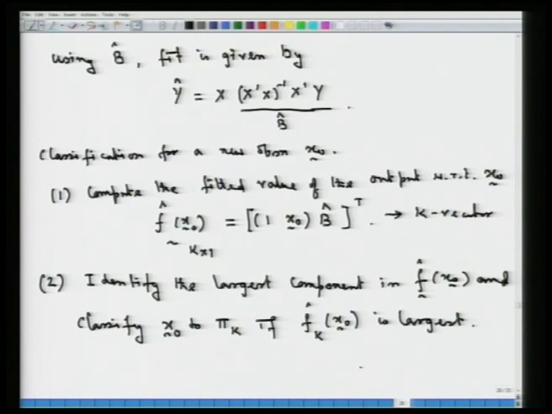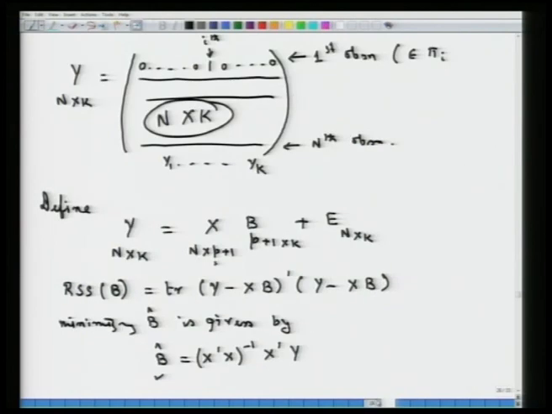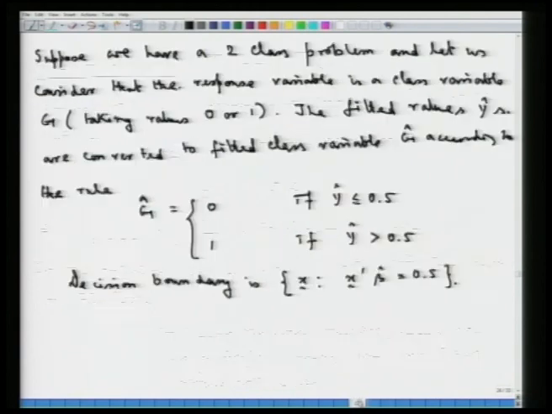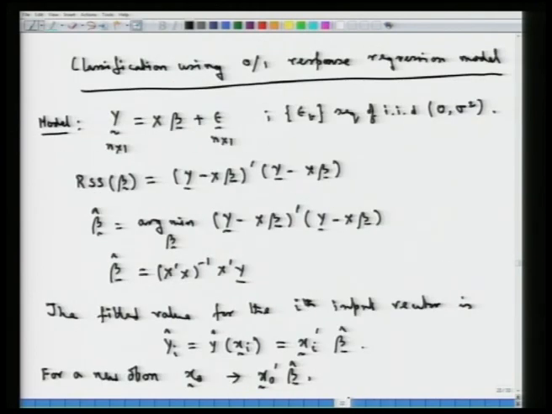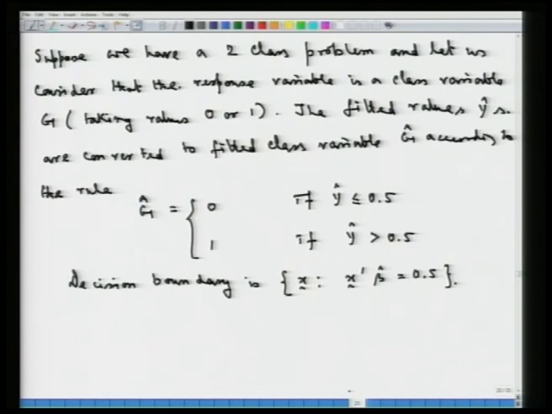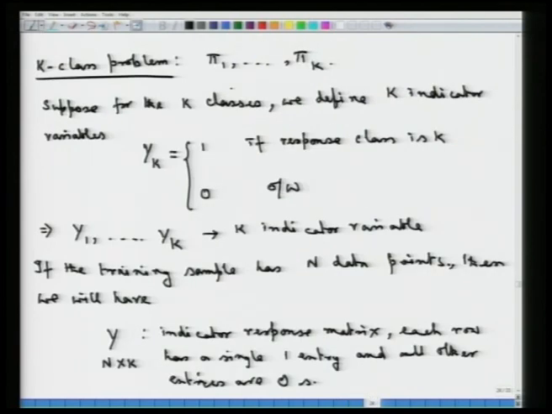So in this small section, we just tried to use this 0-1 type of response variable. So it is classification based on a 0-1 response regression model. We have seen how simple that classification rule is, based on a simple regression model, when we have a 2 class problem as in this, and we also have a k class problem in general.